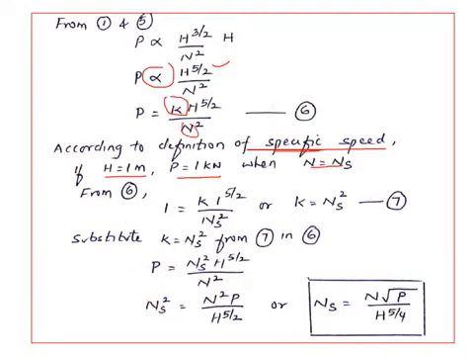So what is the value of K now? K will be equal to Ns square. Take this and substitute here. So it is P equals Ns square into h to the power of 5 by 2 by n square. So therefore what is Ns square? It is n square P divided by h to the power of 5 by 2. So taking square root on both sides, specific speed is N root P divided by h to the power of 5 by 4. So this is how you derive the specific speed using the various formulas and the relationship between each of the parameters.